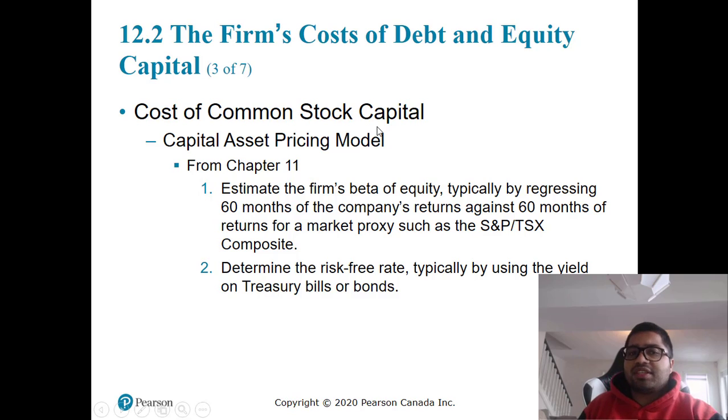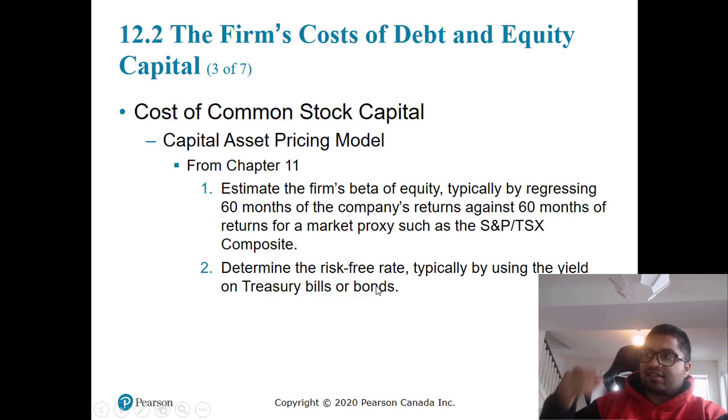Now cost of common shares. We can use the CAPM model, which is mostly followed. The CAPM model estimates the firm's beta by regressing 60 months of returns against 60 months of index returns, and determines the risk-free rate by using the yield on treasury bills or bonds. Generally bonds are used because the financing that the company seeks is generally long term. So bonds are used rather than bills.